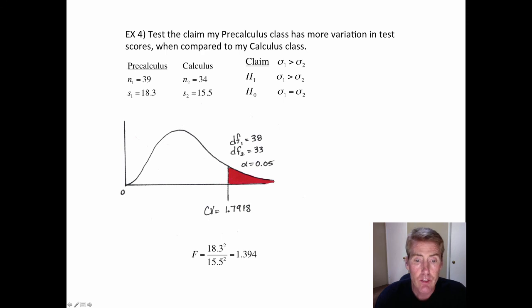All right, so there's the critical value. Then take the bigger standard deviation and square it, the smaller standard deviation square it. Turns out that's only a 1.39. So that does not go past 1.7, it lands about here, which means, once again, fail to reject. We cannot prove that one class has more variation than the other.